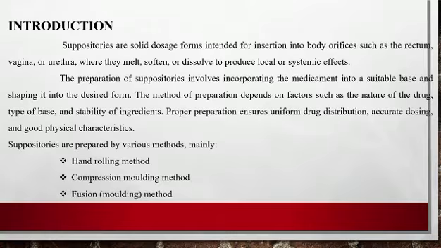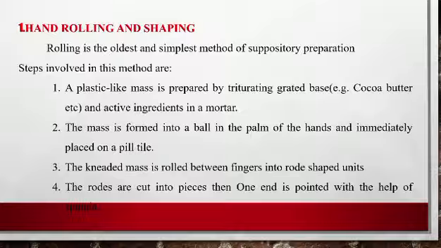The method of preparation mainly depends on factors such as the nature of the drug, the type of base, and the stability of the ingredients. The various methods used include the hand rolling method, the compression molding method, and the fusion molding method. These are the three commonly used methods for the preparation of suppositories. First, we are going to learn about the hand rolling method.